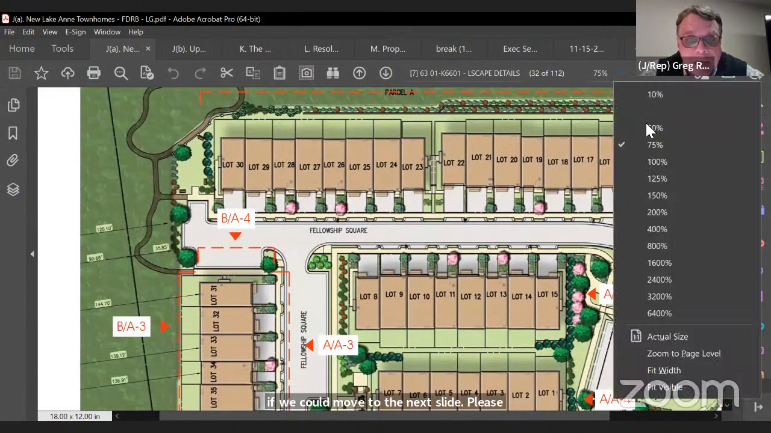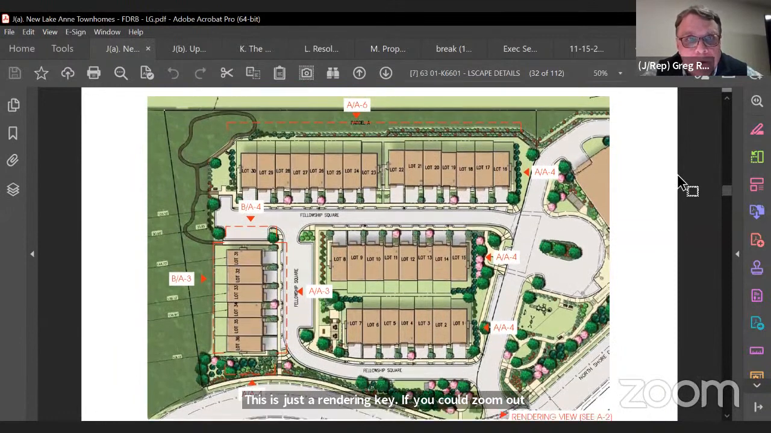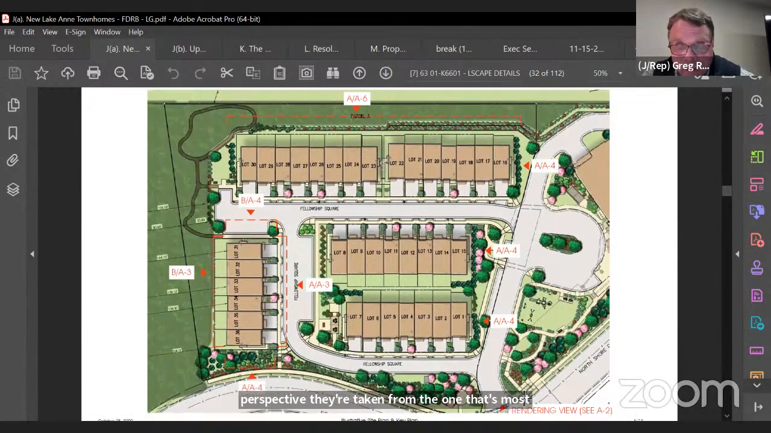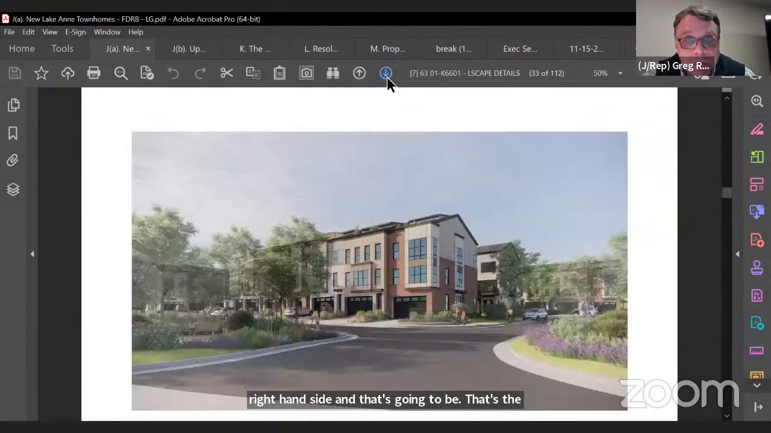This is just a rendering key, if you could zoom out just a bit. And this just shows the drawings that are going to be coming up in the following slides, which perspective they're taken from. The one that's most important is down at the entrance, if you can see at the bottom right-hand side. And that's the perspective that we're going to be looking at on the next slide, which is the rendered 3D view.